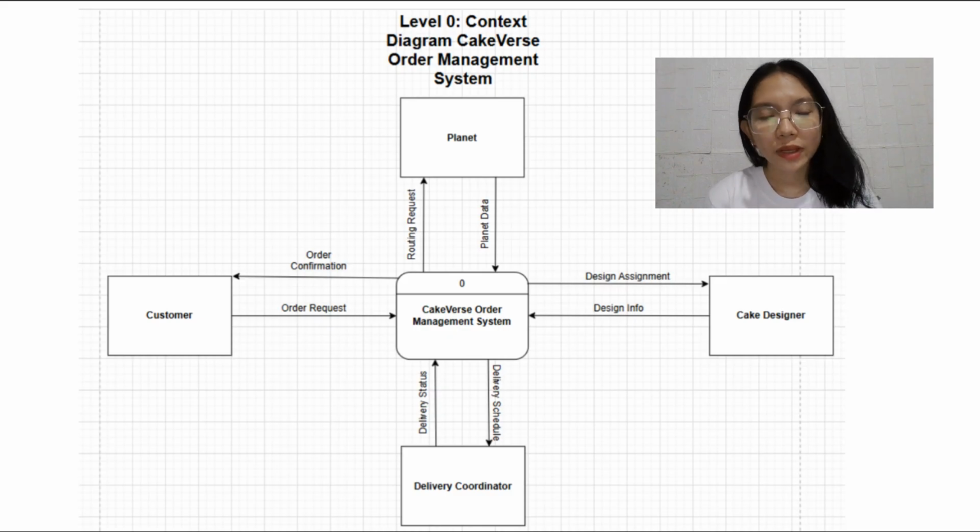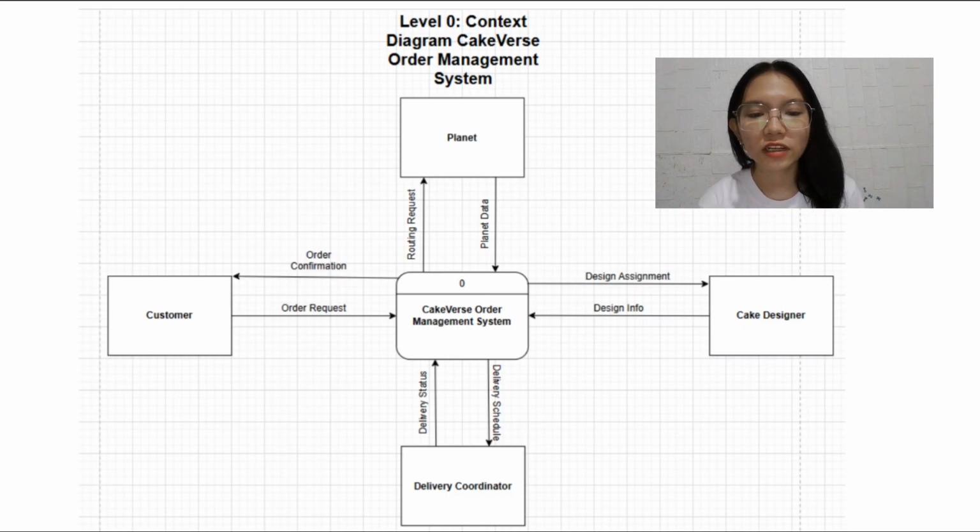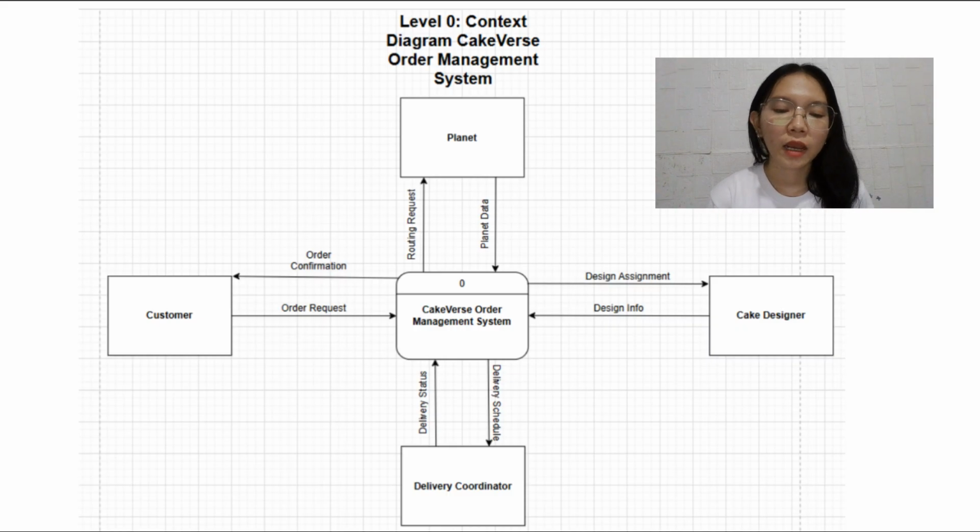So, to sum up, this diagram shows that the customer places an order. The system coordinates with the cake designer for the cake design, and also works with the planet to get the place for delivery. And the system sends delivery info so the delivery can be tracked. Everything flows through the Cakeverse order management system.